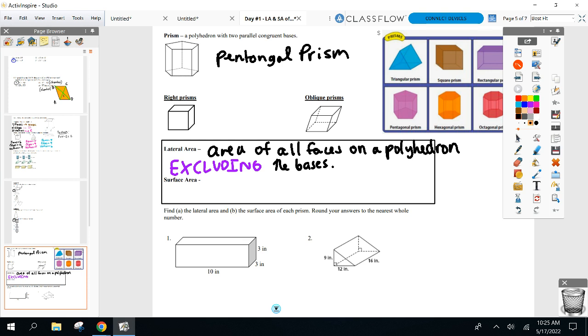Surface area. That's everything. Put the bases back on and tell me what the area of all the faces are now. That is everything, all right? So surface area is the area of all faces on a polyhedron.